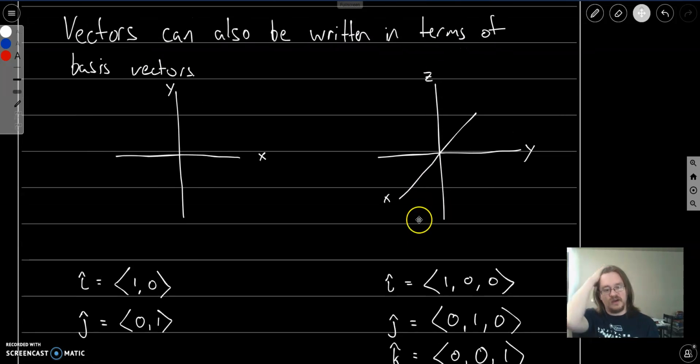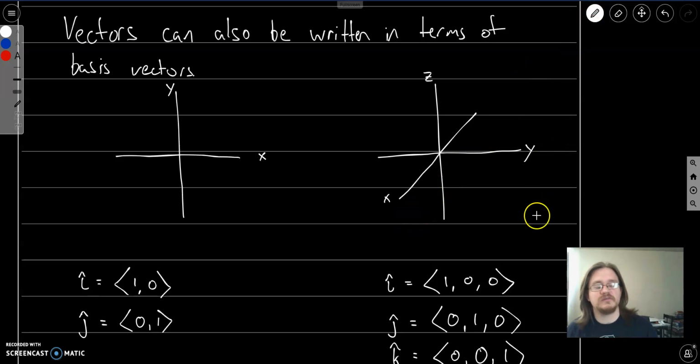What I want to do now is introduce one more way of writing vectors, and this can be very helpful in some situations, but can also be a little bit cumbersome. It's just more notation. So when we're talking about vectors, some of the most basic vectors that we can talk about, and these are called basis vectors, are the ones that are pointing in the x direction and the y direction.